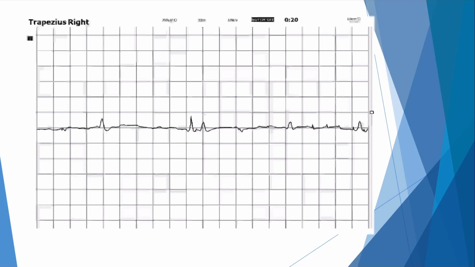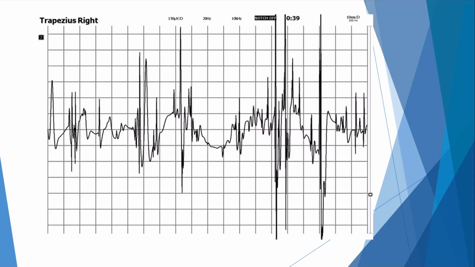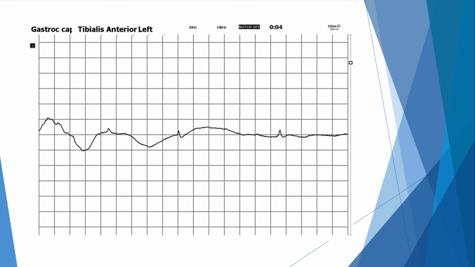We can see on this screen we've got some positive sharp waves, we've got some fibrillations over here, so there is spontaneous activity, and in fact when we get the patient to activate the muscle, we can see lots of polyphasic units all over the place. So there's regeneration going on, there's reduction in the interference pattern as well. Let's have a look at the lower limb.